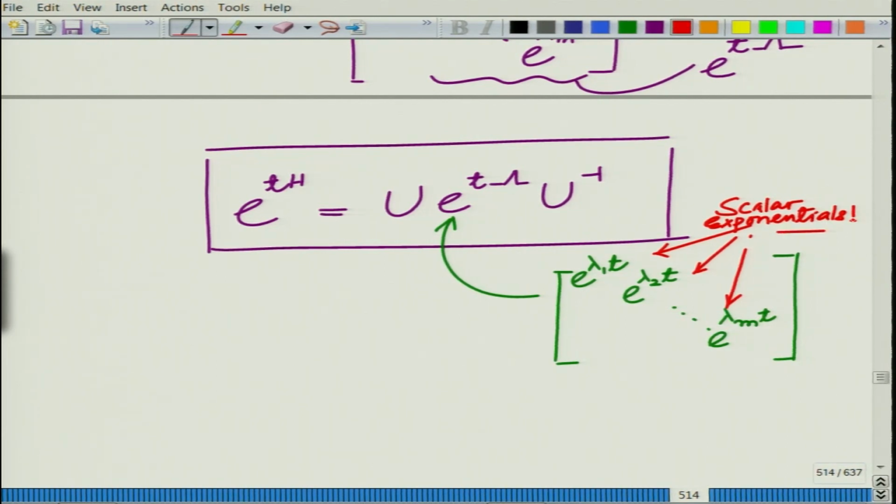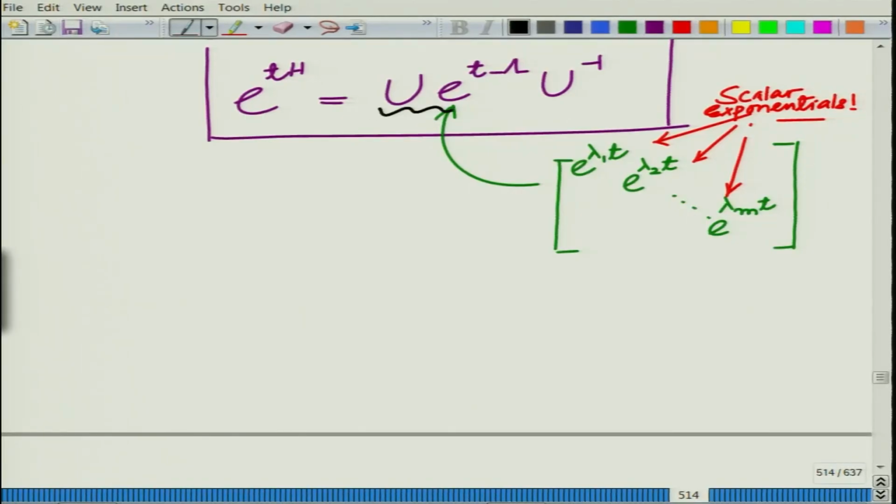So, it gives us a convenient way, because we can easily evaluate the scalar exponentials, whereas we cannot readily evaluate a matrix exponential directly. All you have to do is take the scalar exponentials of the eigenvalues, construct the diagonal matrix, pre-multiply by U and post-multiply by U inverse, and that gives us the matrix exponential. This is a very convenient way to evaluate the matrix exponential.